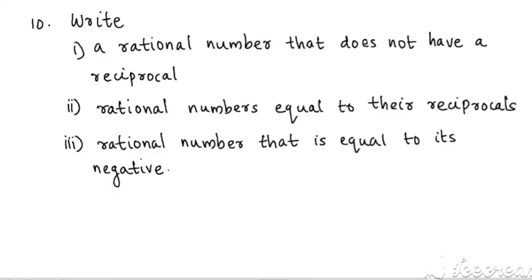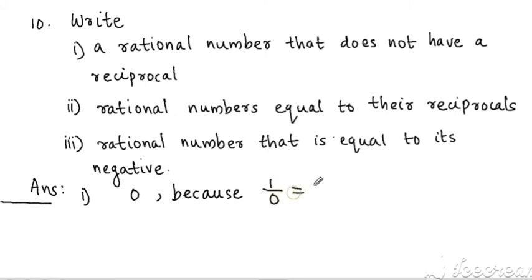The 10th problem is, write the first one, a rational number that does not have a reciprocal. So a rational number with no reciprocal, that rational number should be 0, because if you take 0, its reciprocal is 1 by 0. So 0 is the answer. The reason is, 1 by 0 is undefined. Any number divided by 0 is undefined, so the reciprocal does not exist.